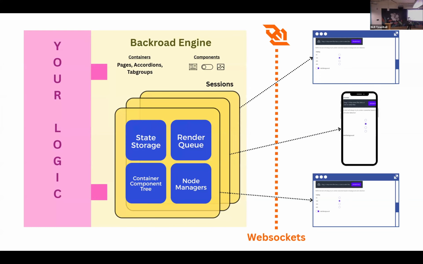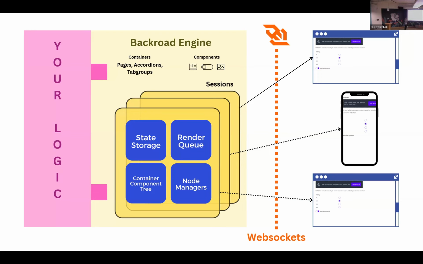Behind it, there are these 4 musketeers. State storage, which stores the values every time you re-render, so the value is still there. You change only one value, but you need the other 3 or 4 values which were there. Then you have a container component tree, because obviously there is a tree hierarchy, and that's how Backroad does the diffing of what to re-render and what to take off the DOM. React obviously helps a lot in this. Then you have the node manager. The BR variable and the page2 variable are called node managers, because using these variables you can do other things like add additional components and change values.